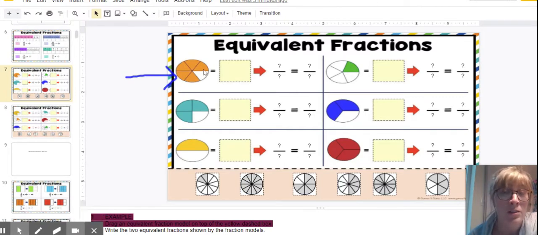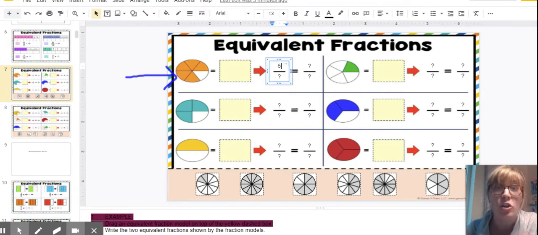The way we do that is we count up how many are shaded in. One, two, three, four, five. So we have five orange pieces. That becomes our numerator. The denominator represents the total amount of pieces there are. So five are orange plus one more white one is six. So our original fraction is 5/6.